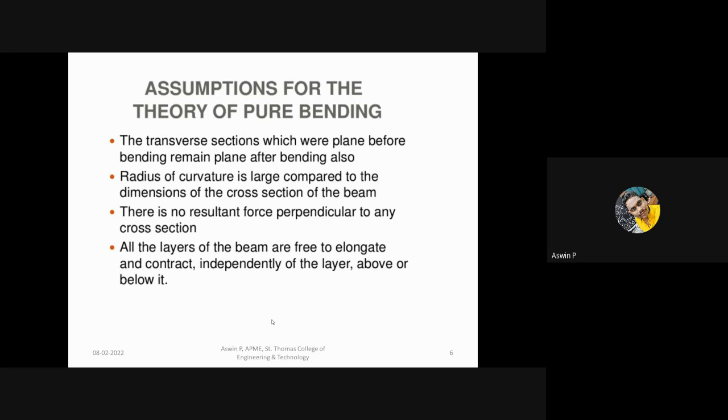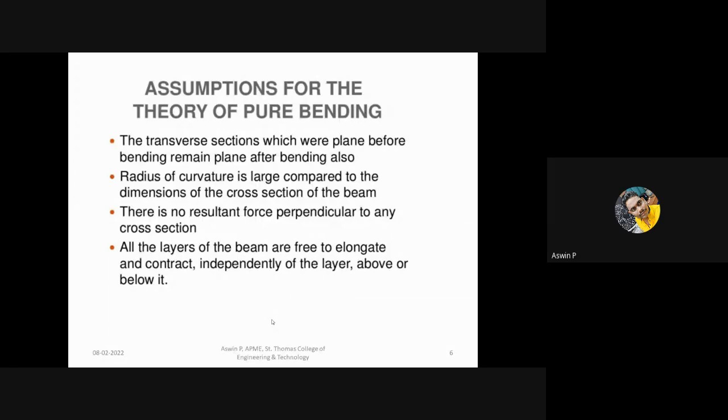And the next one is that there is no resultant force perpendicular to any cross section. It's a very important point. And also the cross-sectional area is symmetric about an axis perpendicular to the neutral layer or neutral axis. And these are the important parameters or assumptions to be made for simple bending.